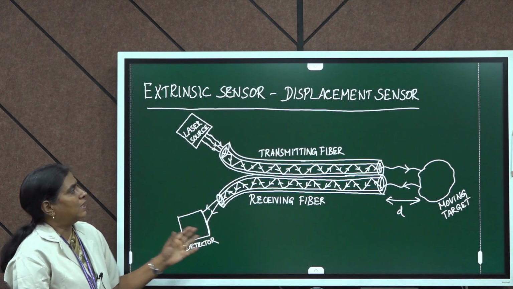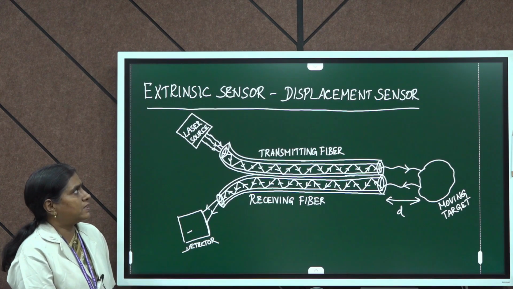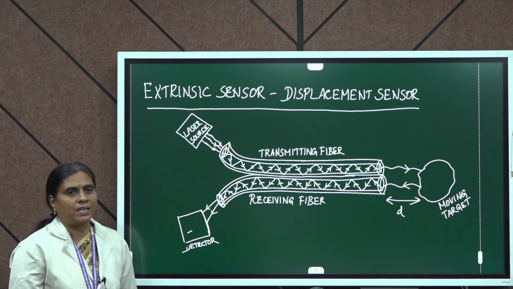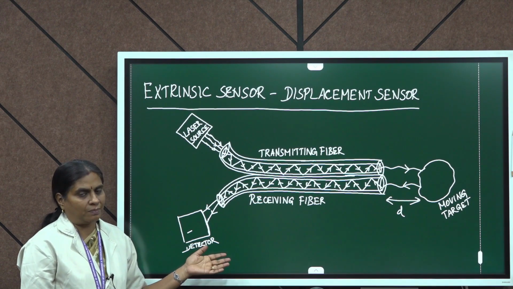So, these are the different types of sensors: one is the intrinsic sensor and the second one is the extrinsic sensor. We will discuss the other topics in my next video.